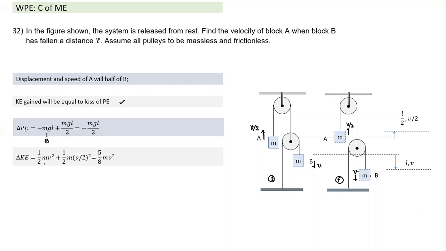So either I could have written delta P plus delta K is equal to 0, or you can also think of KE gained is equal to loss of potential energy. So now I write this equation, delta P plus delta K is equal to 0, which basically equates this term to MgL by 2. In this equation, I can easily find the value of V, but the question asks not the value of V. V is the velocity of B. What we need to find here is the velocity of A. Velocity of A is V by 2. So V by 2 is this term by V by 2. So that's the velocity of block A.